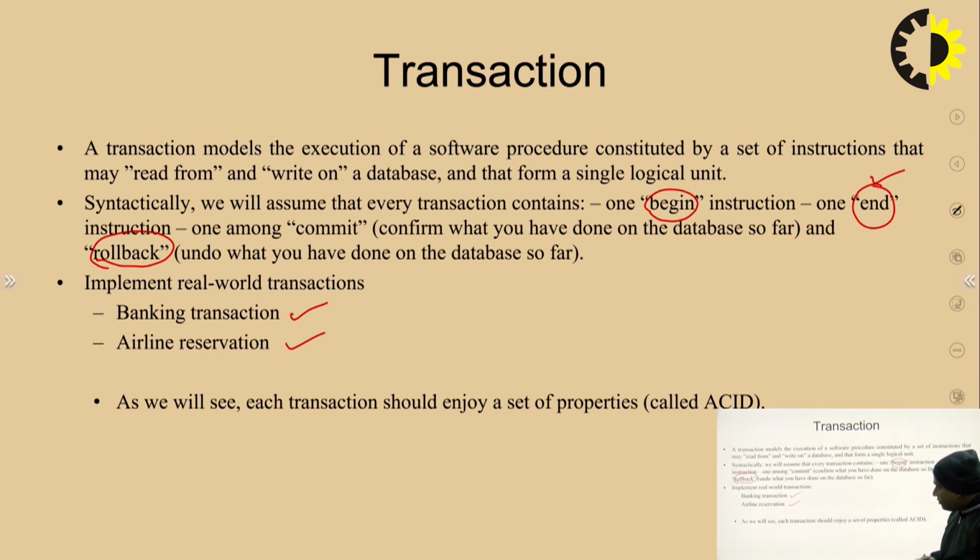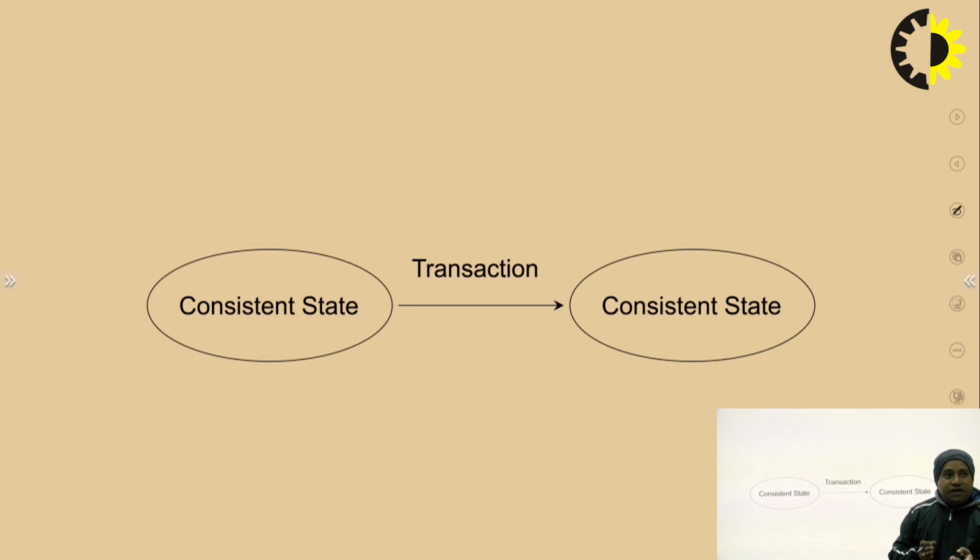There are some sets of properties that need to be maintained in a transactional database, so that it doesn't violate the primary aspect: when the transaction goes through the operation, the consistency that is already maintained over the database should be maintained as well after the commitment of the transaction.